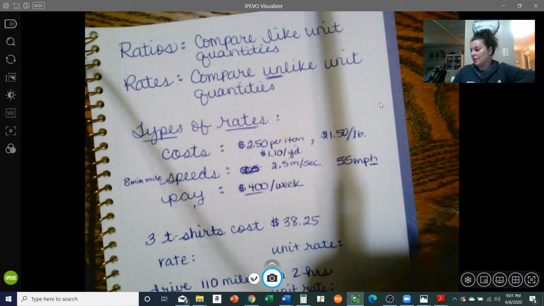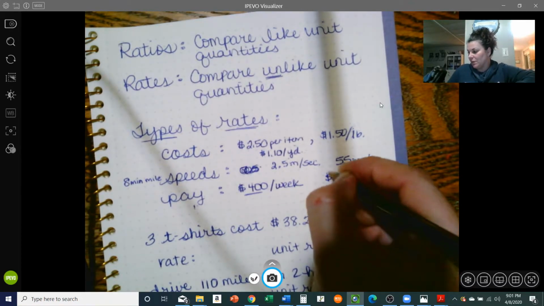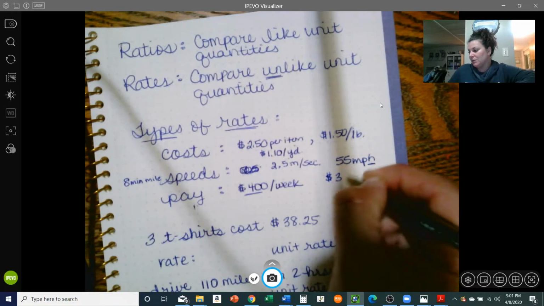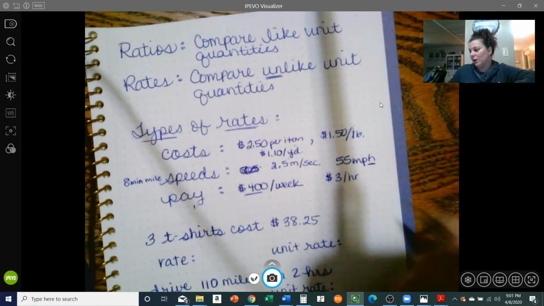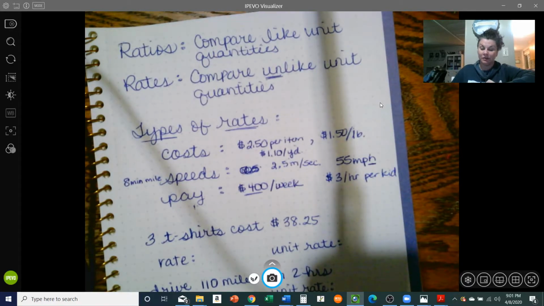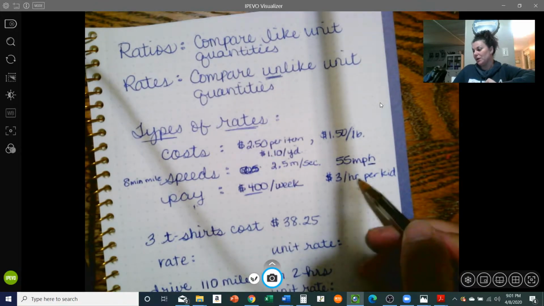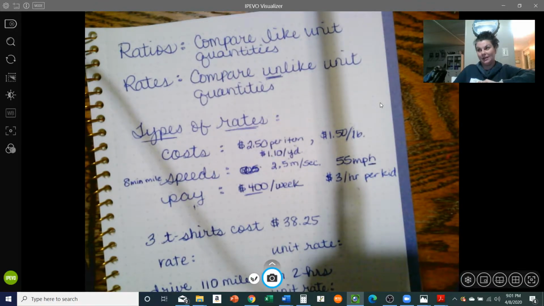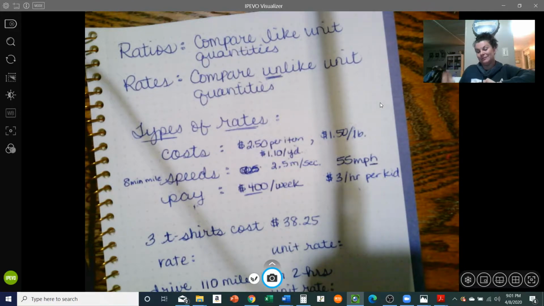Or maybe you're babysitting and you're getting paid $3 per hour per kid. It's kind of like a double unit rate. I don't know what name that has, but it's $3 per hour per kid. So you're looking at different things there. So if you have more kids, you're going to get paid more per hour. So your unit rate will increase for your pay.